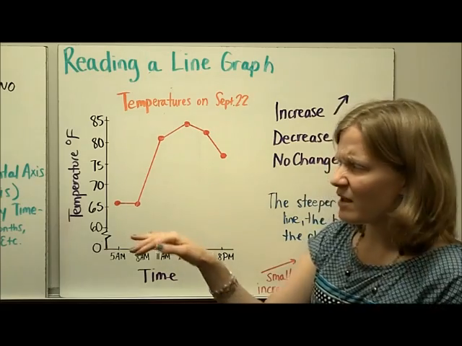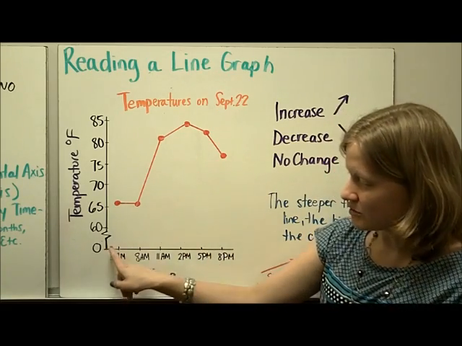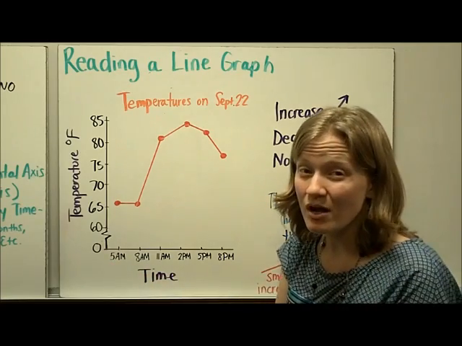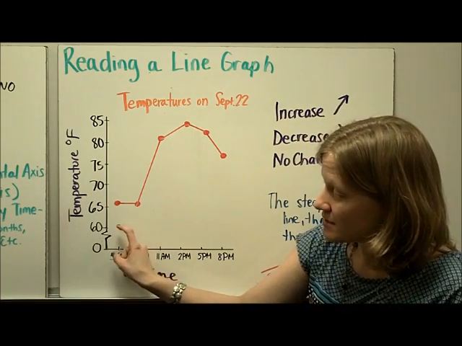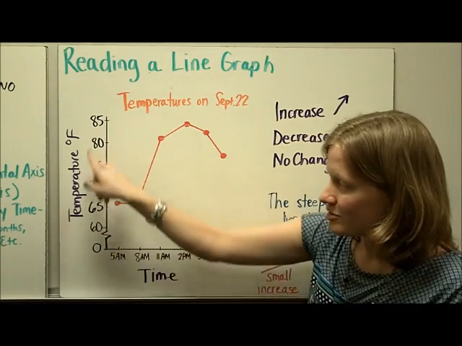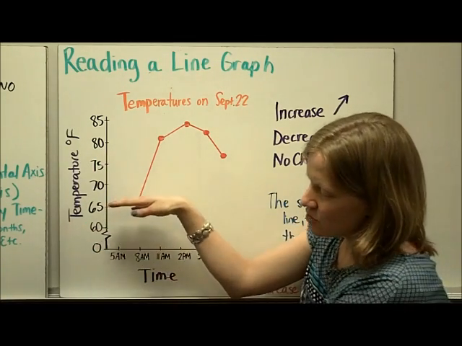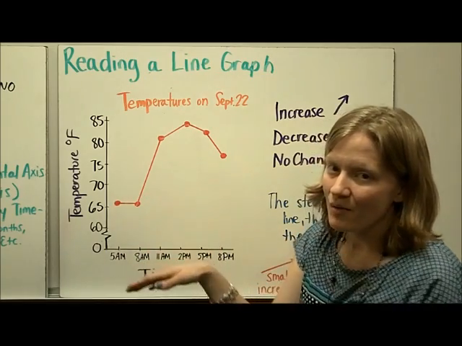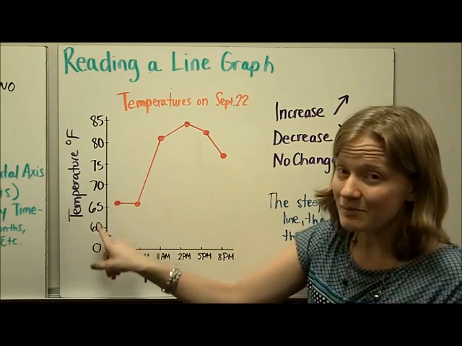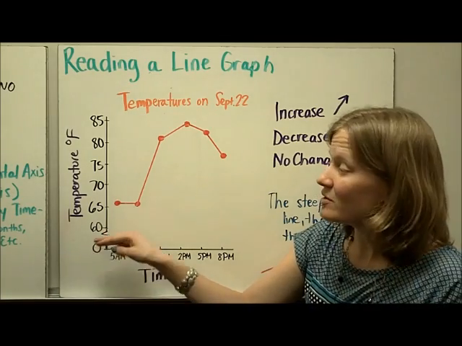Before we start talking about what the line tells us, one quick thing I want you to notice. Right here we have this little squiggly line, and that's shown on graphs when there is part of the scale that's taken out. If we started our temperature scale at 0, we'd have a huge chunk of space here where we wouldn't have any data. So we use this little squiggly line to say, I've skipped some spaces, some numbers, and then I'm going to start counting at 60.